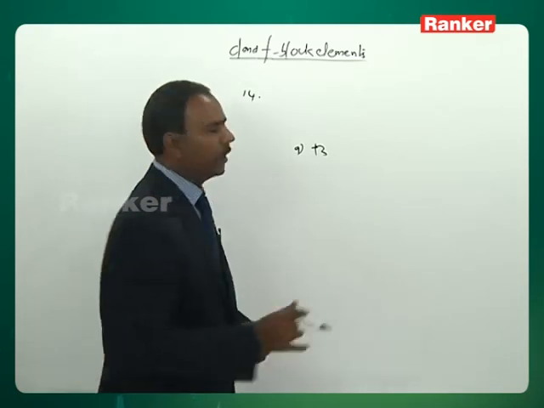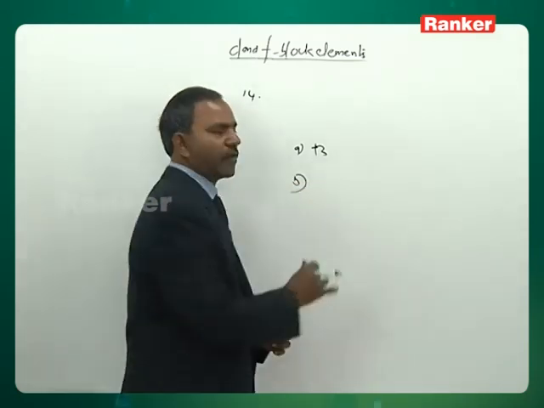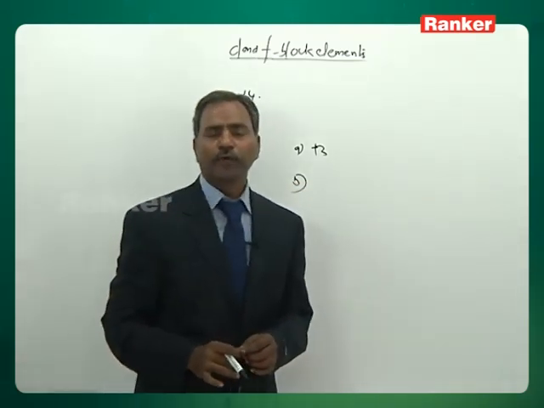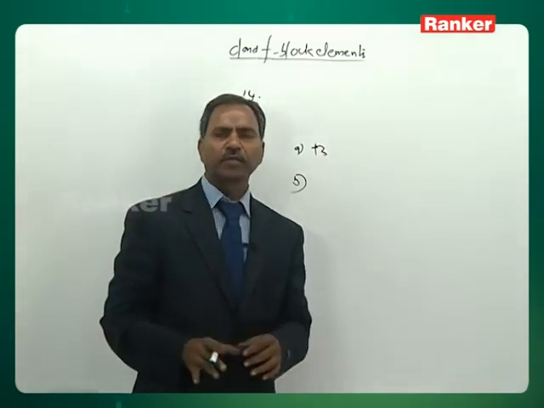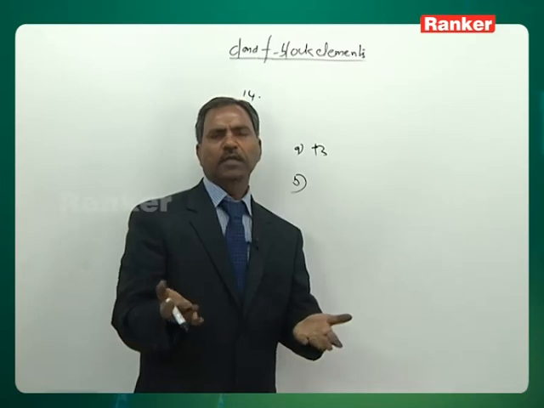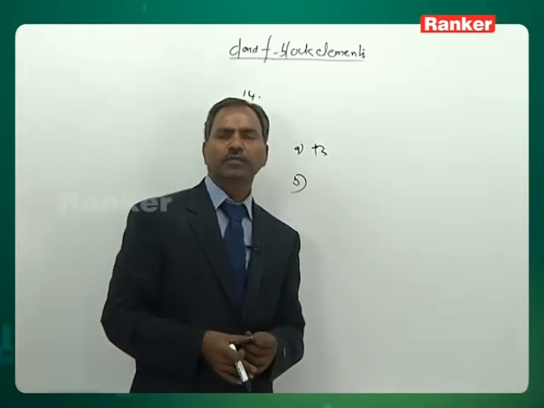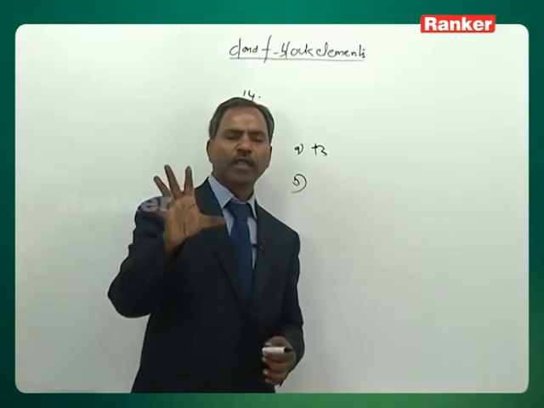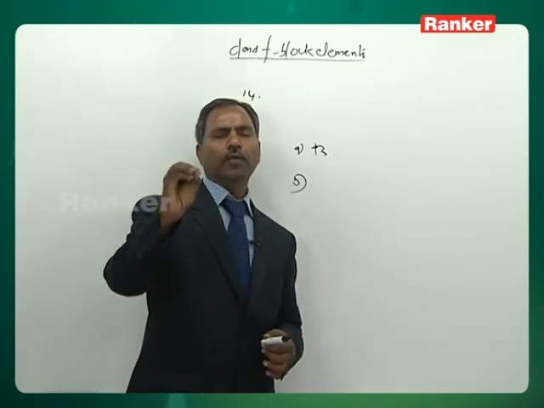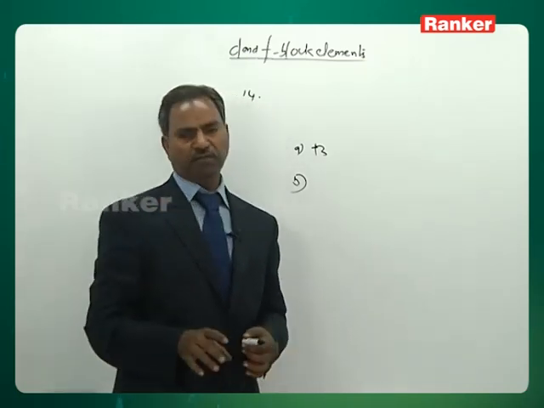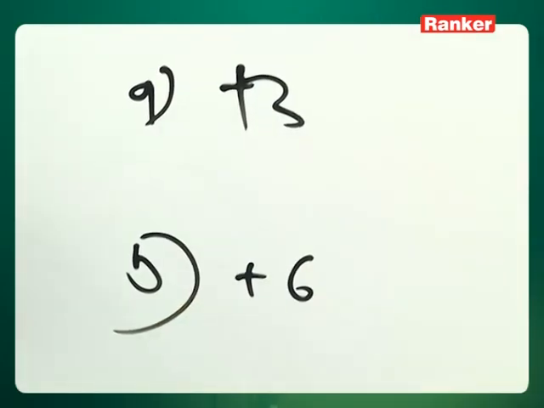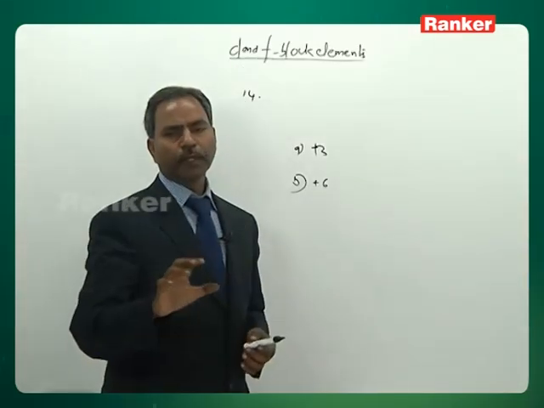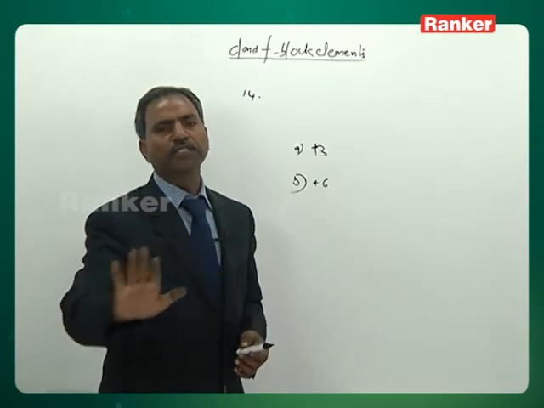Coming to option B. Option B is given as VO3. VO3 means vanadium is coming to be plus 6. The maximum oxidation number of vanadium is only plus 5 because its electronic configuration is 3d3 4s2. It can lose a total of 5 electrons, so it can reach a maximum oxidation number of plus 5. But in the case of VO3 it is given as plus 6 oxidation number. No. For vanadium plus 6 oxidation number is not possible at all.